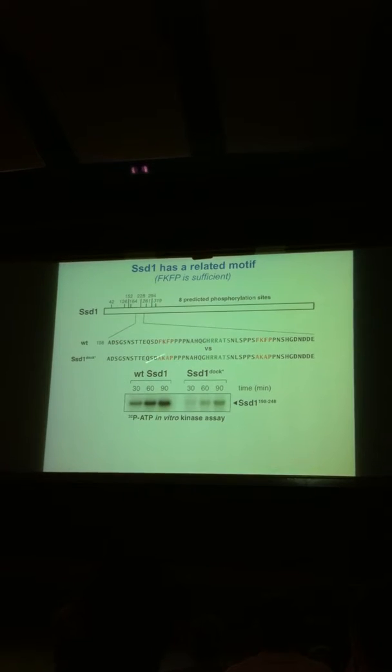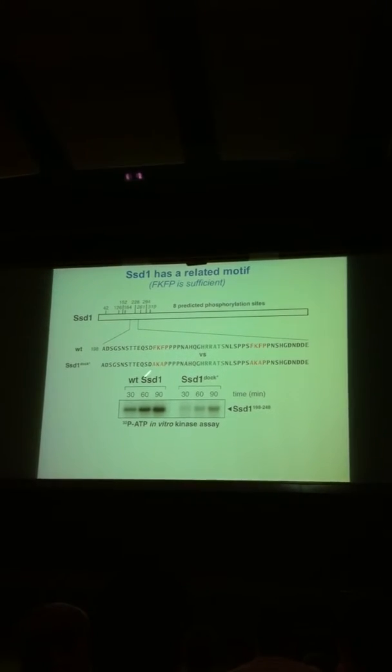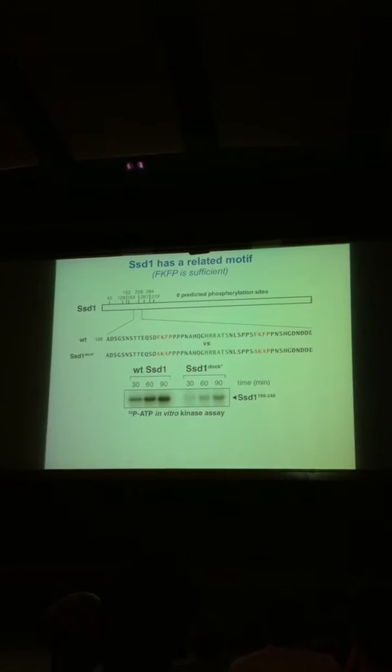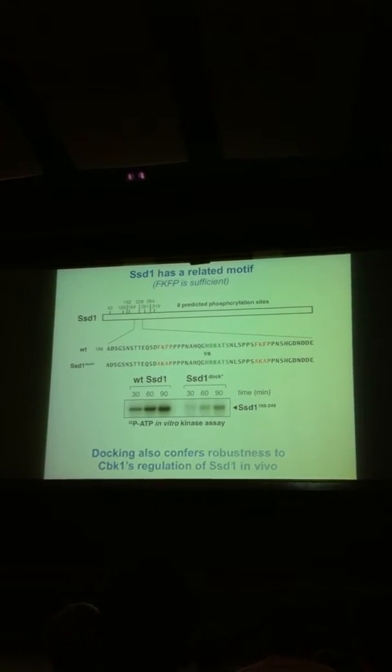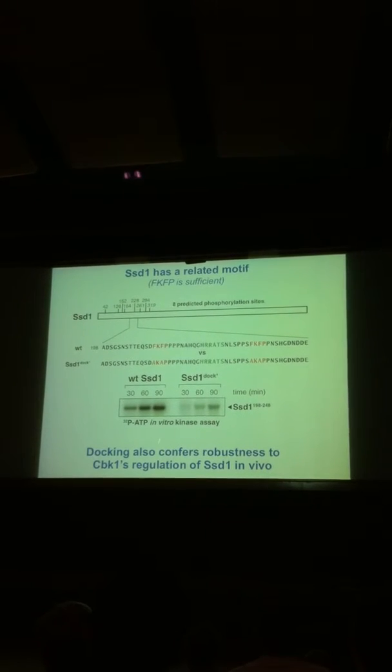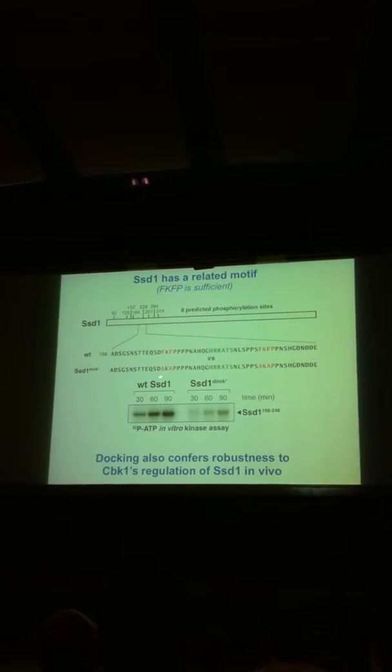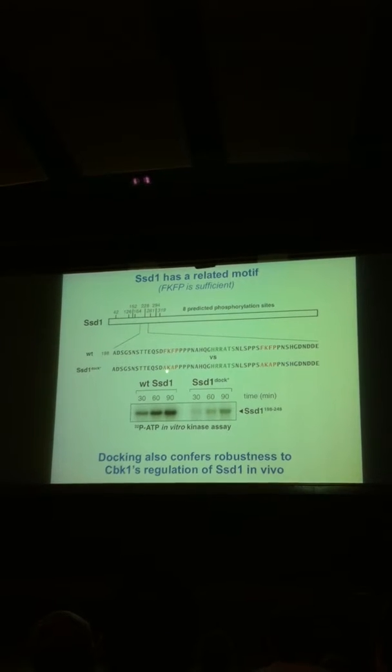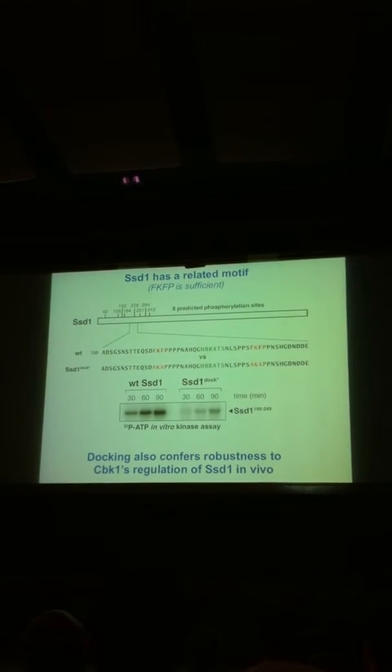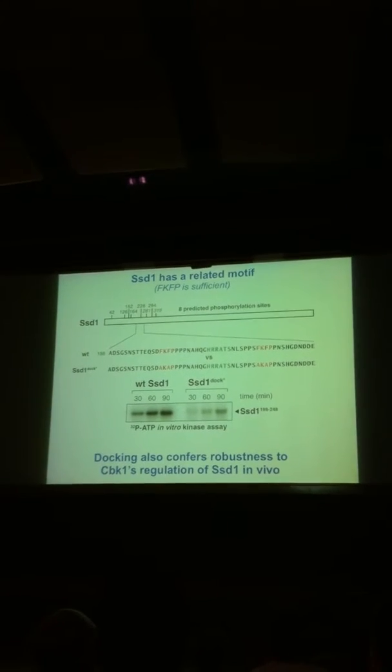If you mutate those, here you see phosphorylation of a fragment of SSD1, and with those sites mutated, you see very poor phosphorylation of that. I'll just summarize our findings to say that, like with ACE2, this docking is not essential for the kinase to regulate the protein in vivo, but rather it confers robustness on this regulation in vivo.